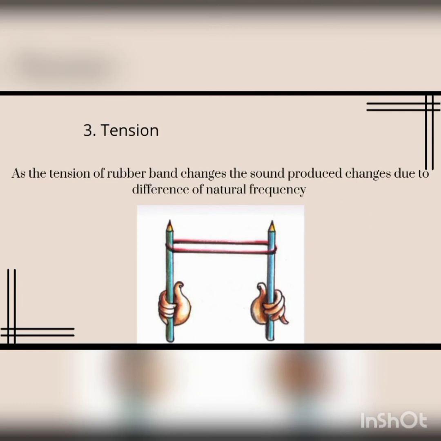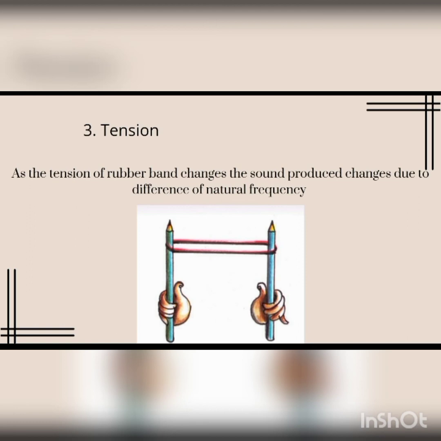If we stretch a rubber band with two pencils and set the rubber band into vibration and listen to the sound, and then again listen to the sound by changing the tension of the rubber band, there will be a difference in the sound we listen to. As the tension changes, the natural frequency of the body changes.